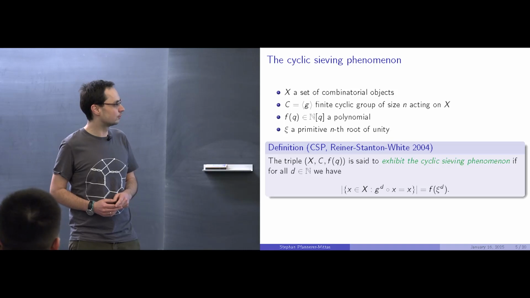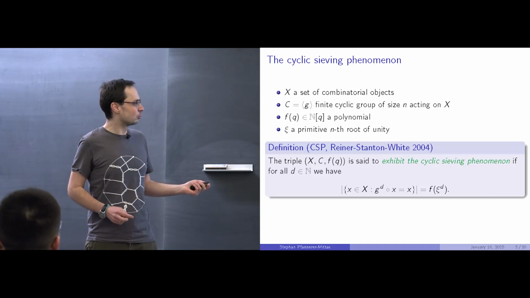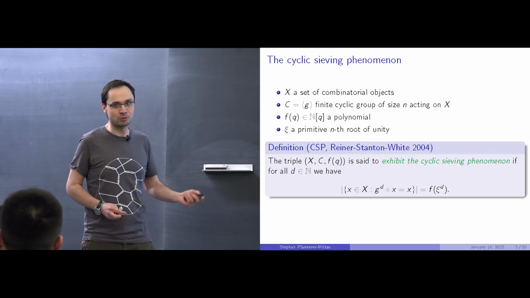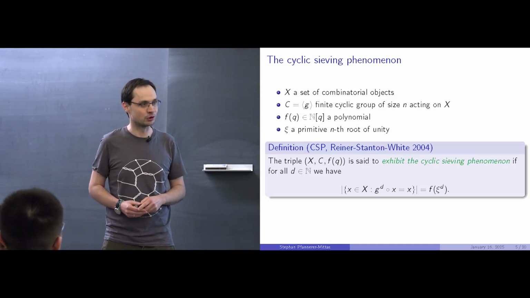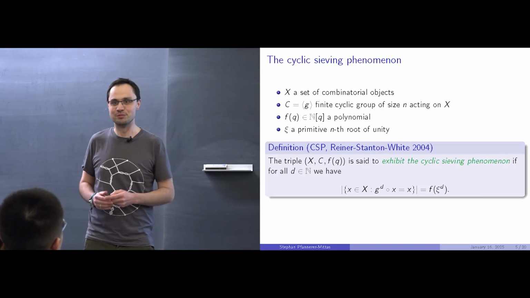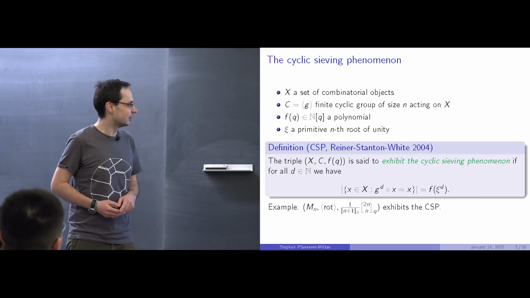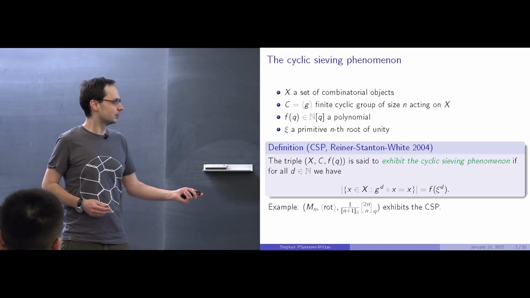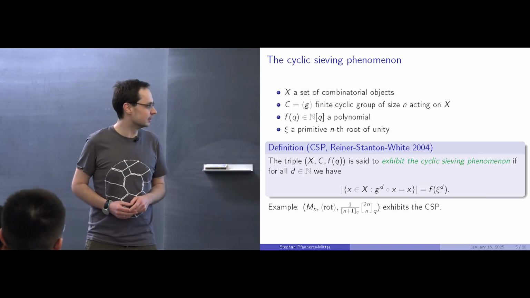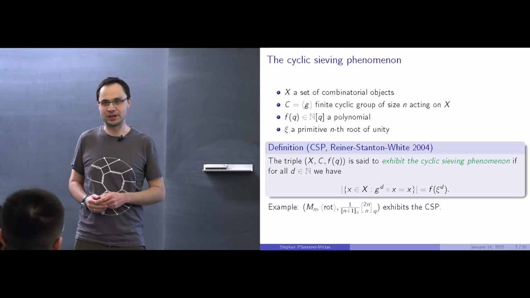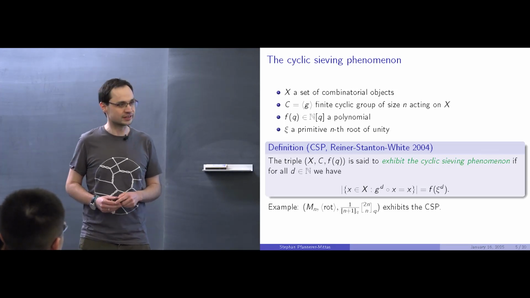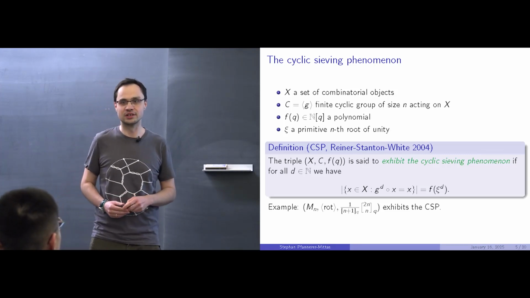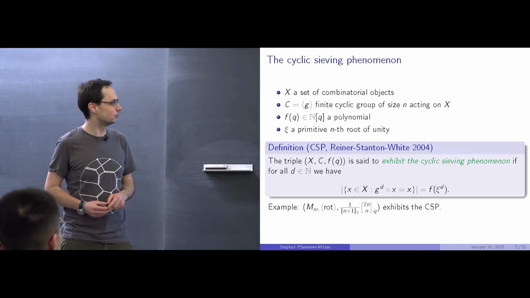And why is it called a phenomenon? Well, it turns out that often the polynomial that you need to use is a q analog of the counting formula of that object, for some magic reasons. An example, I only claim it's true here, is the non-crossing perfect matchings with rotation and the q analog of the Catalan numbers. So the example that you've seen before, this is actually a general theorem that this is true.